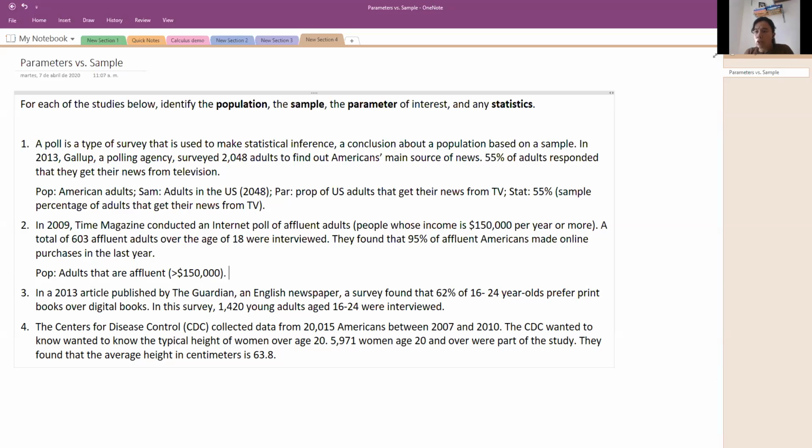Then a total of 603 affluent adults over the age of 18 were interviewed, which means that's going to be my sample, right? So my sample is going to be 603 affluent adults over the age of 18. Then I have my parameter. What is the parameter that I'm trying to estimate here? Or maybe, what is the statistic that I have here?